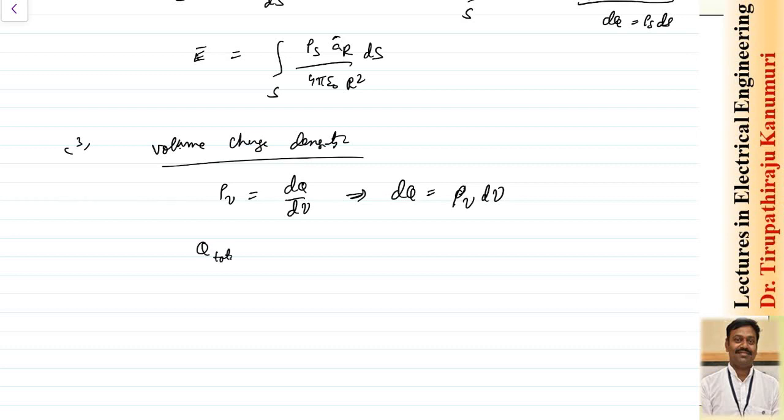If you want to calculate the total value Q, how to calculate? Q total will be the volume integration of this dQ, or otherwise the volume integration of rho v into dV. Using this I can calculate it. So in the case of volume, the volume will be there. The details of these things I am going to see in the next class.